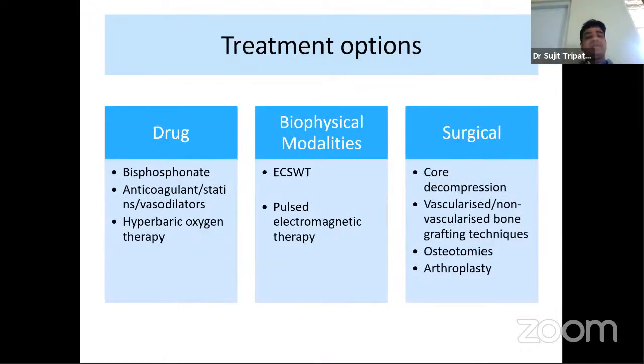We all know that there are three modalities of treatment options available for avascular necrosis. One is the drugs that I'm going to discuss today. One is bisphosphonate; we all know that there is a controversy going on related to this drug. Anticoagulants, statins, vasodilators are rarely used in our country, but still they are recommended as treatment in some countries. Then hyperbaric oxygen therapy, and the biophysical modalities like extracorporeal shock wave therapy and pulsed electromagnetic therapy. I'm not going to the surgical part because they are already well established treatments in some stages of the disease.